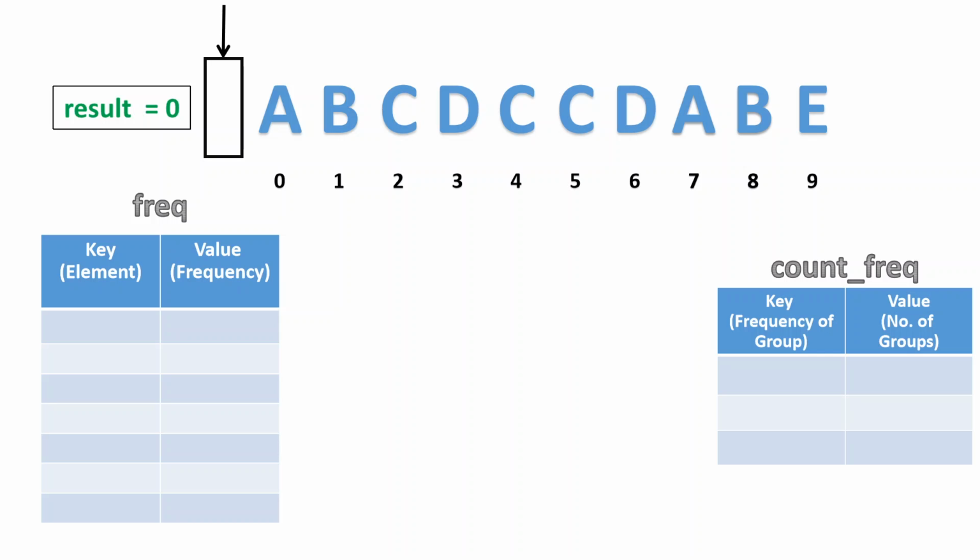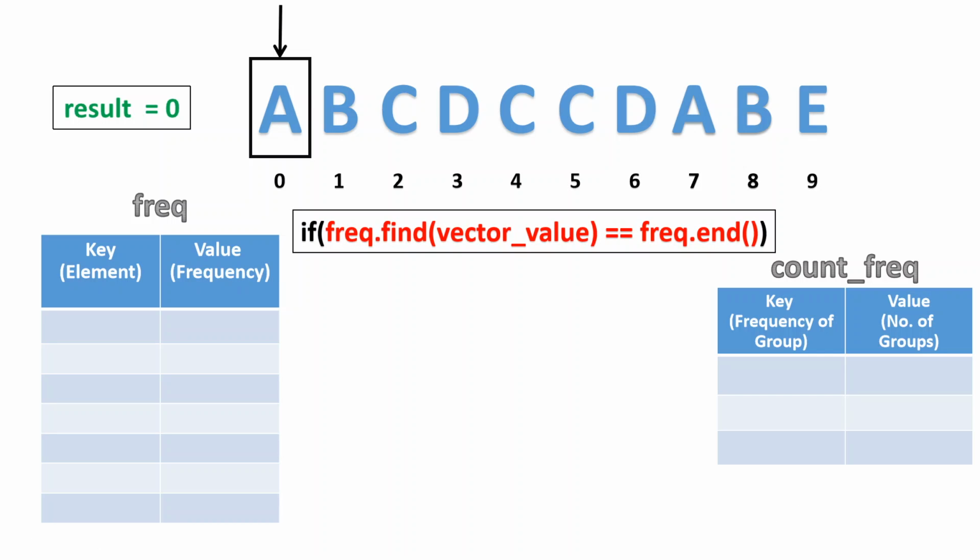Now that we have the understanding of different cases, we can move on to our example. Suppose this is the string or the array which we are given, and we will be using the frequency hash map and the count frequency hash map, and we'll update them accordingly. At the very beginning, we'll start moving our pointer, that is prefix end. At this point, we see if the current vector value is present in the frequency hash map, and it's not.